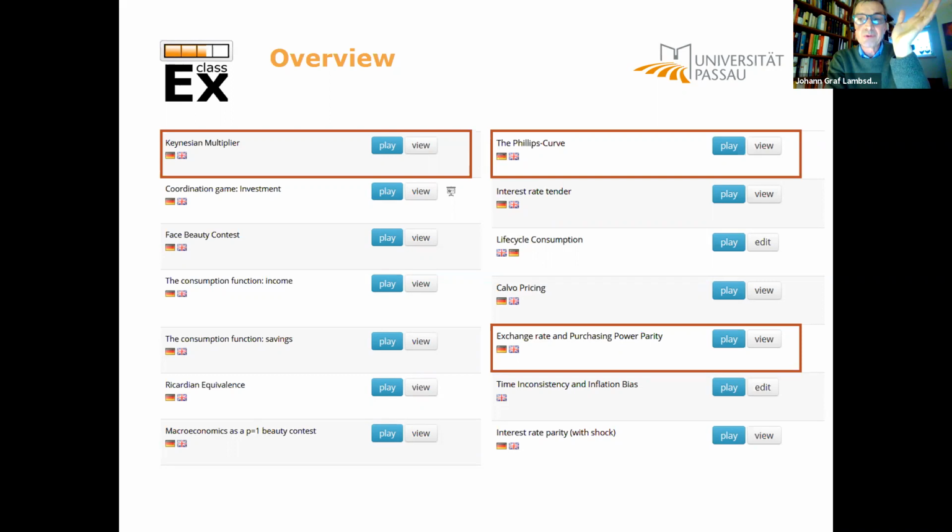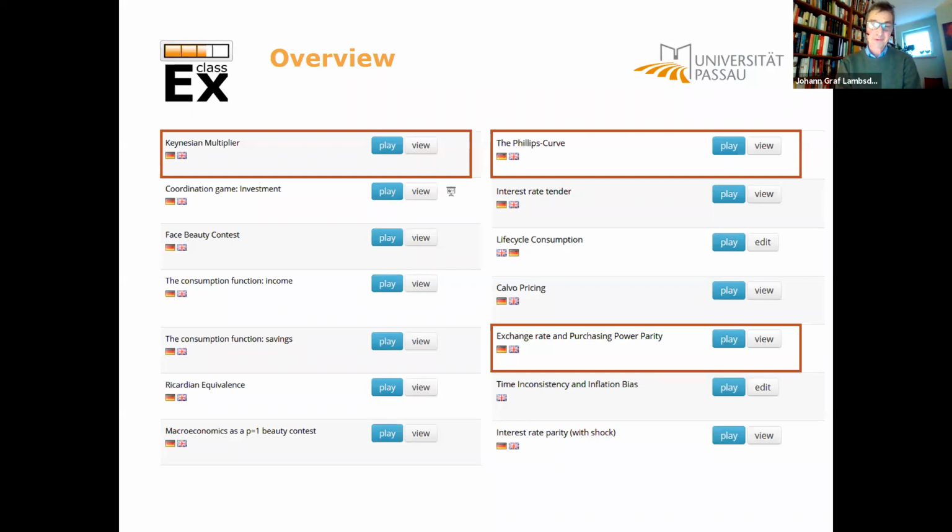There are so many different approaches, and this is a very simple one, where students are really activated, where they are by themselves producers. Then I'll briefly tell you about an interest rate tender game, about life cycle consumption, about a game that we have there, about Calvo pricing, and what we will actually play today is an exchange rate game with a purchasing power parity. And we have been testing such a game for a very, very long time.